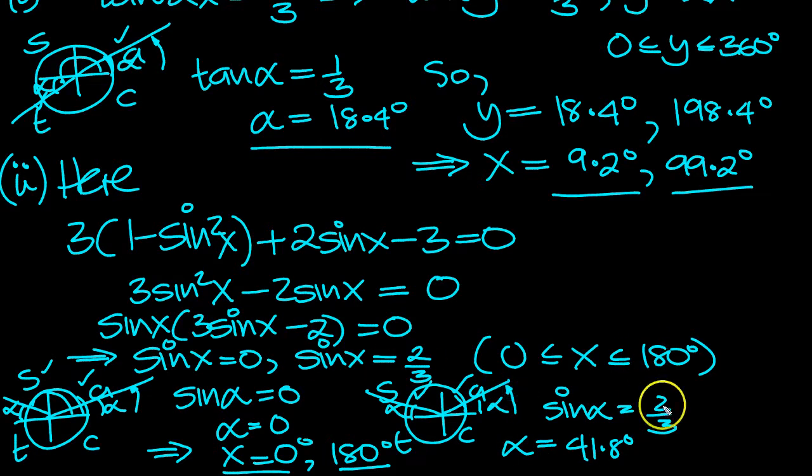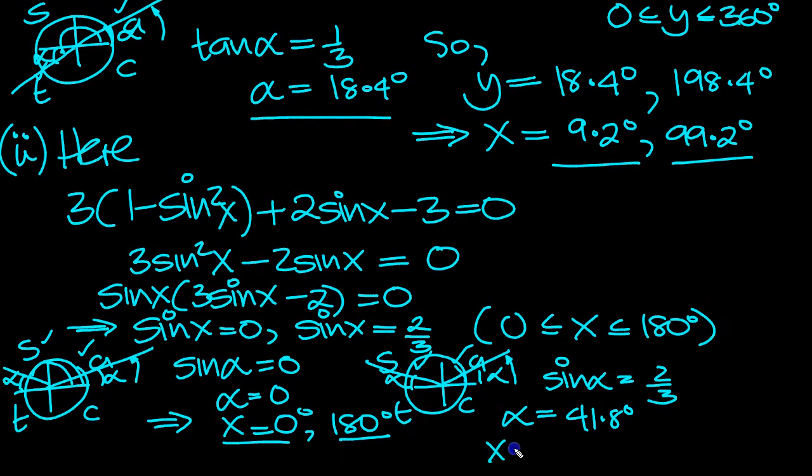So now we can read off the actual solution. So there's the first one. X is equal to 41.8 degrees, or the next solution is right round to here, which is 180 back 41.8, which is 138.2 degrees, isn't it? So there's the solutions. X is 0, 180, 41.8, or 138.2.